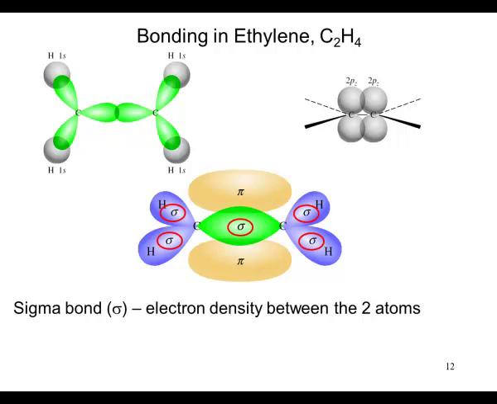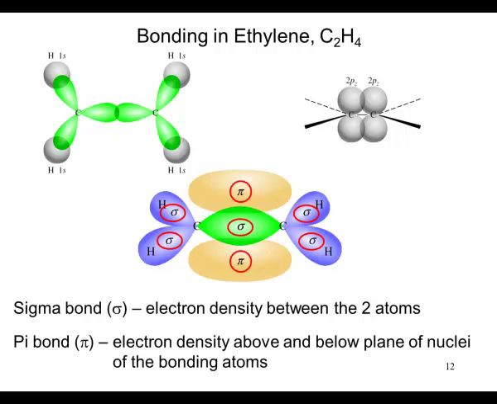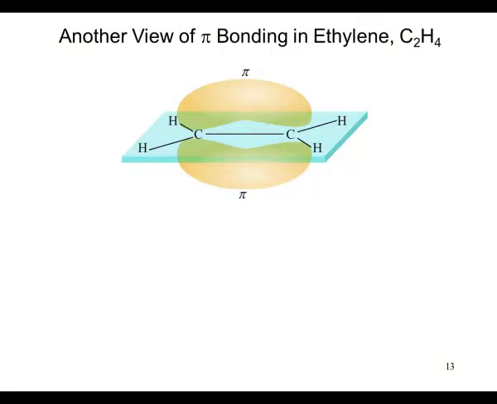A sigma bond is the electron density between 2 atoms, and a pi bond is the electron density above and below the plane of the nuclei of the bonding atoms. Here's another view of the bonding, showing the pi overlap.